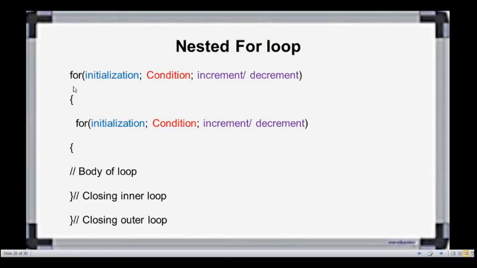The syntax of nested for loop is the same as a for loop. Here we are using one for loop inside the other for loop. It is known as a nested for loop. See here, for initialization and condition. If this condition is true, we will go inside this for loop. If this condition fails, okay, condition is false, then at that time we will jump out of this loop.